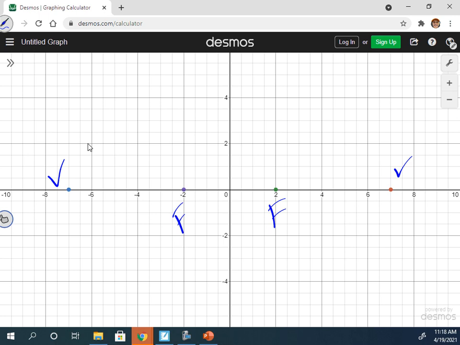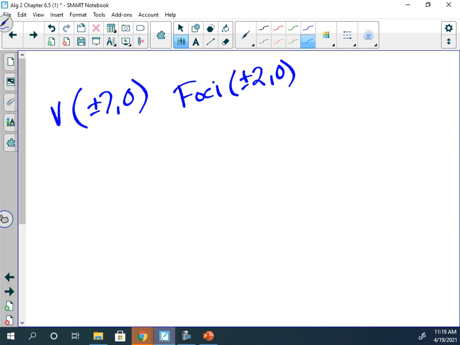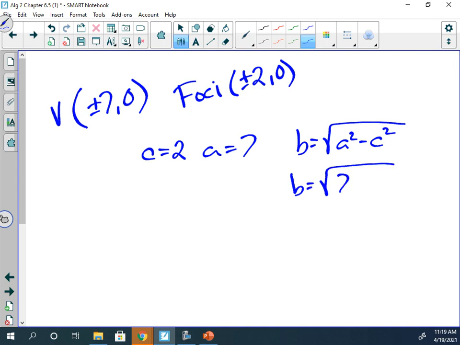We know that this is still centered at the origin, so h and k are still 0. Which means C is 2 and A is 7. As we see here, it's still bigger on the x. Now to find B, B is equal to the square root of A squared minus C squared. So that'd be the square root of 7 squared minus 2 squared.